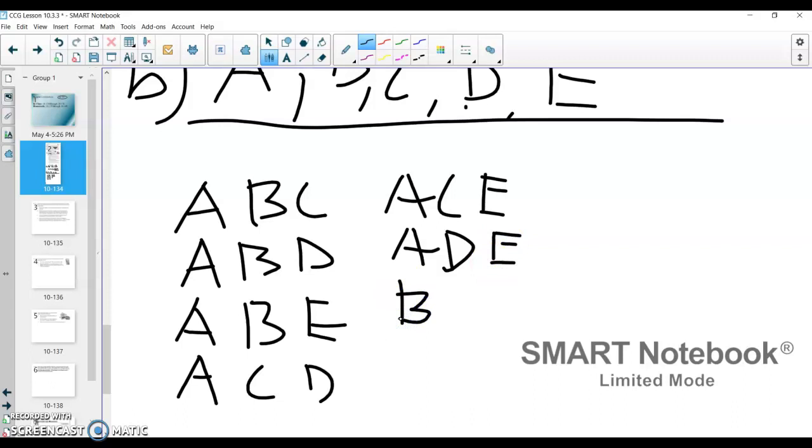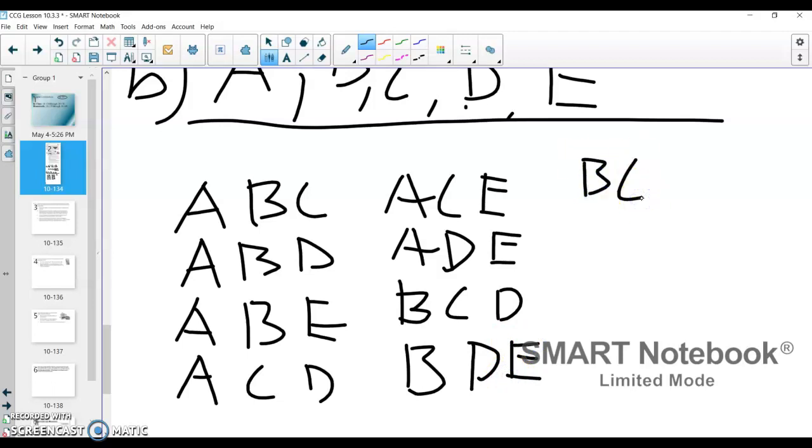B, C, D. B, D, E. B, C, E, and C, D, E. Okay, and I believe that's my entire list here. I have 1, 2, 3, 4, 5, 6, 7, 8, 9, 10 different combinations.